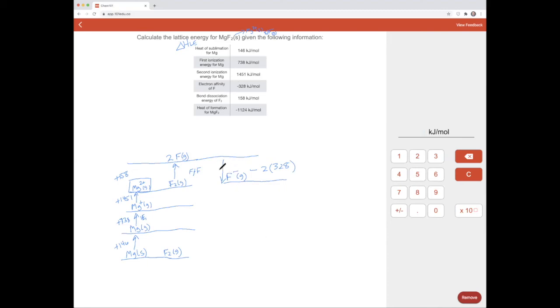All right, so now I've got what I want. I've got 2 fluorides, I've got my magnesium, so I've got both of the ions in the gaseous phase.